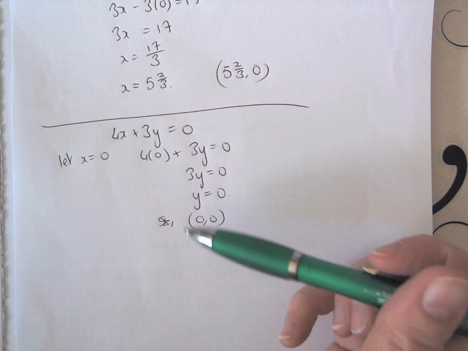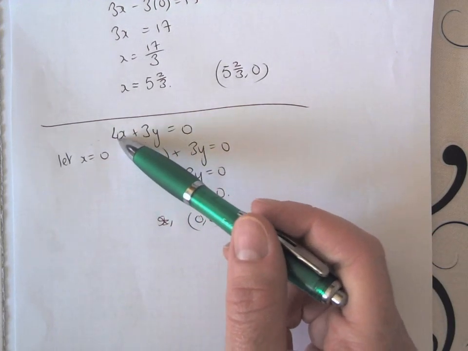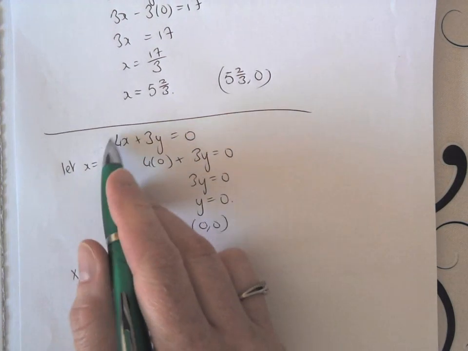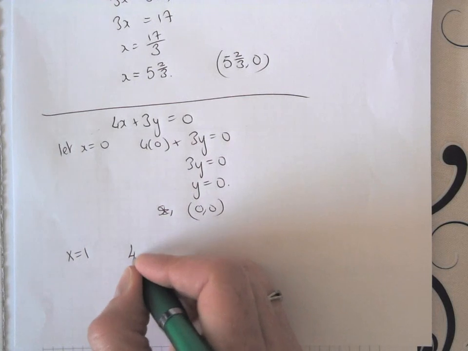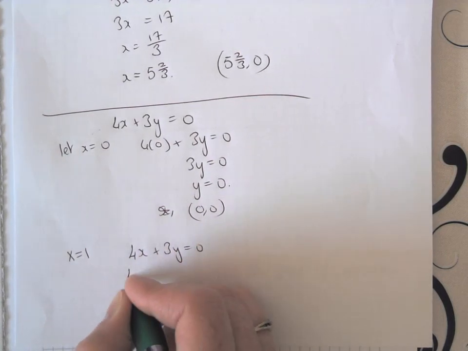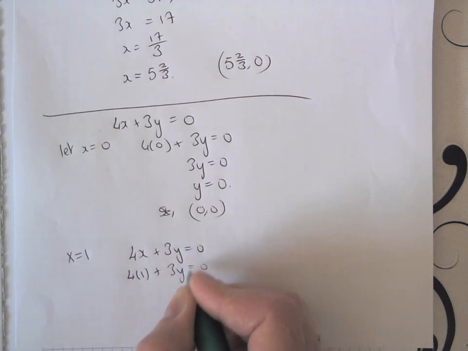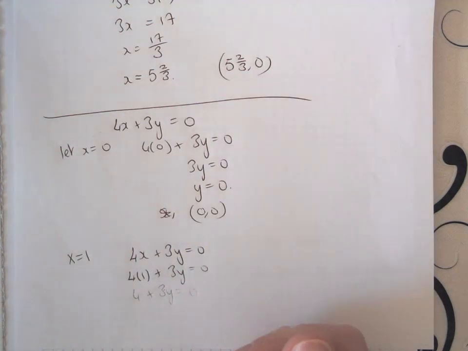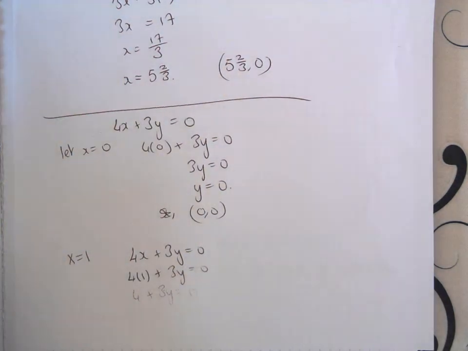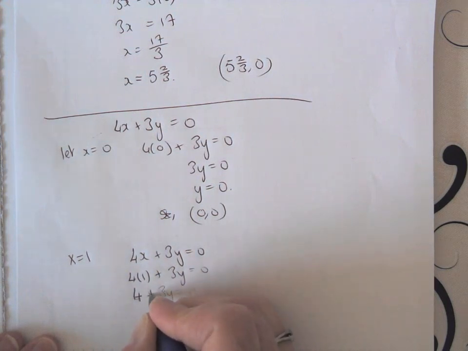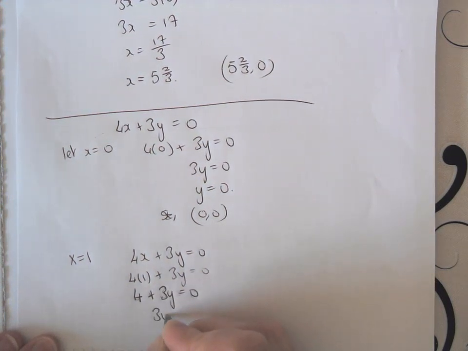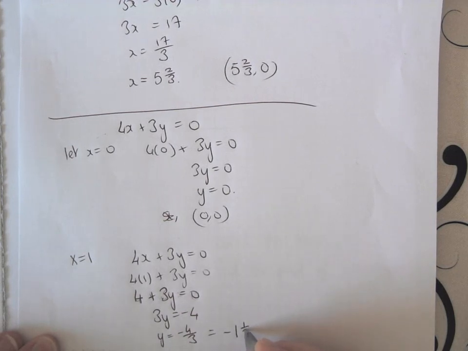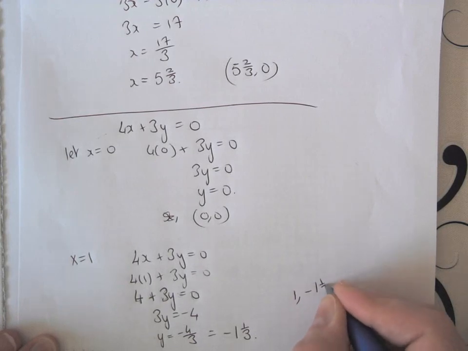If this happens where you end up with 0, 0, there's no point letting y equal to 0 because you're just going to get x equal to 0. So just let x equal to 1 and find out what the value of y is, so we have one other point. So 4 times 1 plus 3y equal to 0. 4 plus 3y equal to 0. So y is minus 1 1/3. So the point is 1, minus 1 1/3.